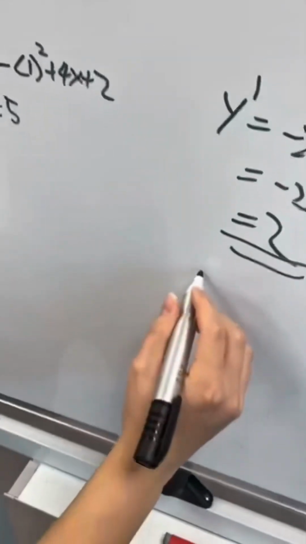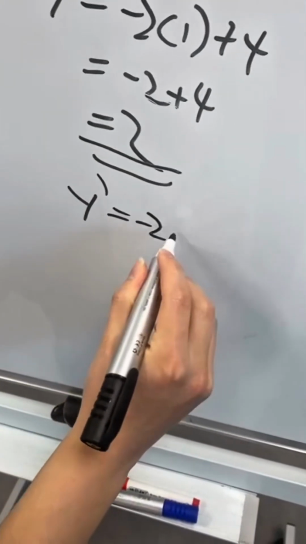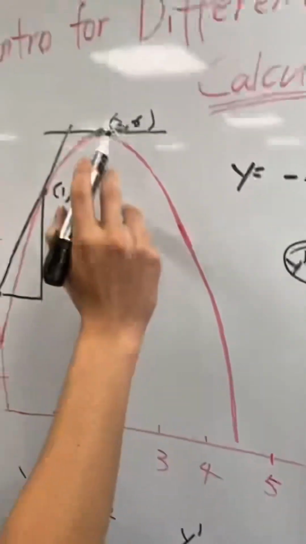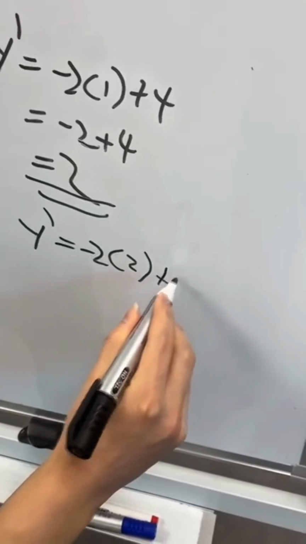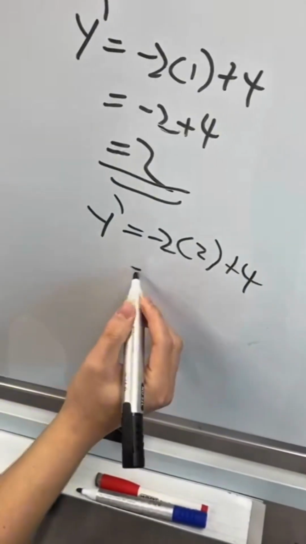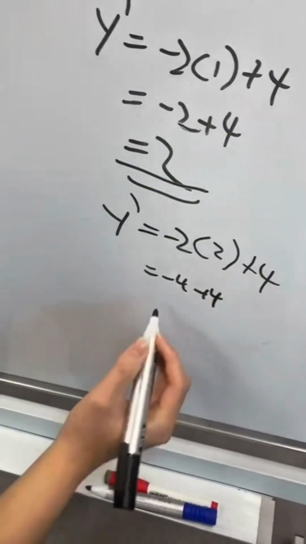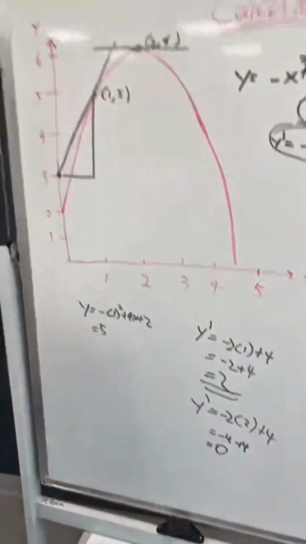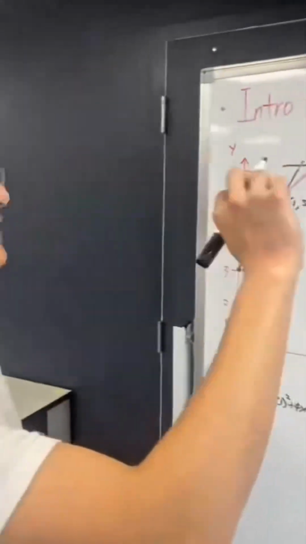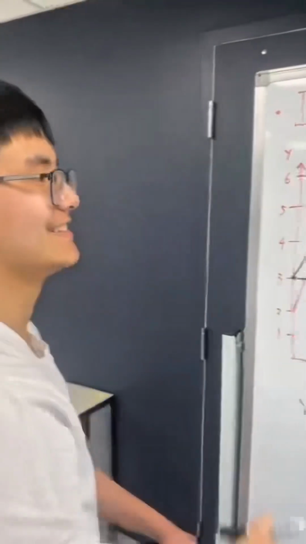So y prime equals negative 2 times 2, plus 4. So that is equal to negative 4 plus 4. And since they cancel out, the result is 0. So that means the slope is 0, exactly at the point (2, 6).